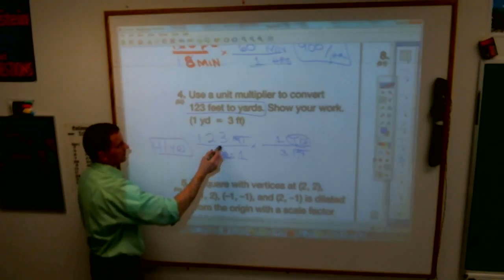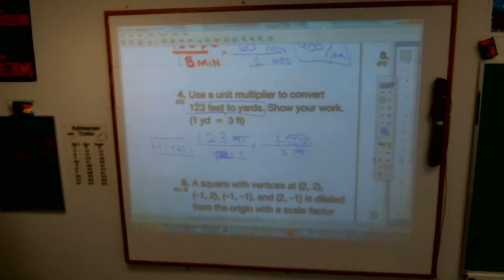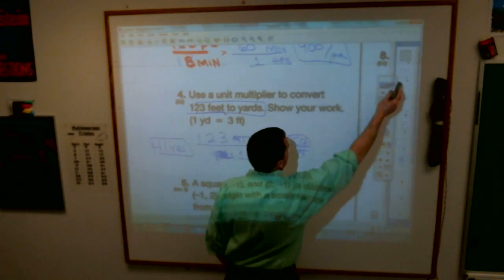Don't put the yards down there. It's 123 feet is what you started with, yards is what you finished. Brianna. Number 15.